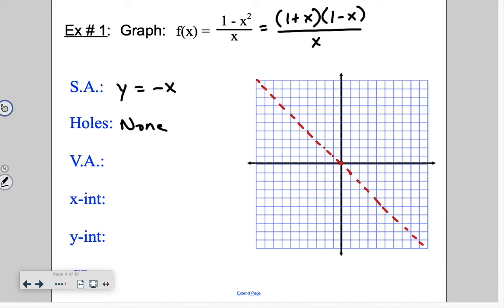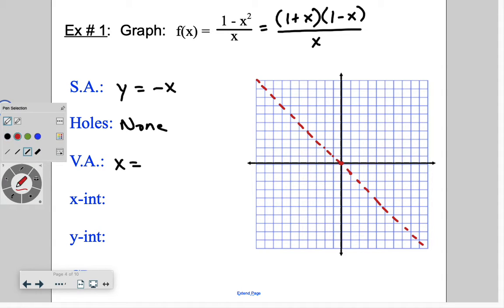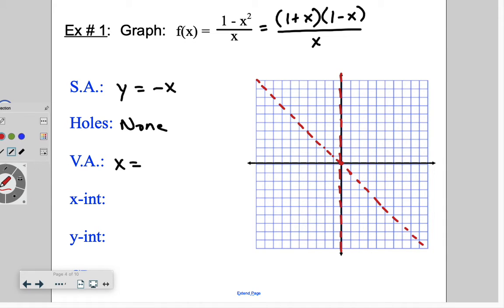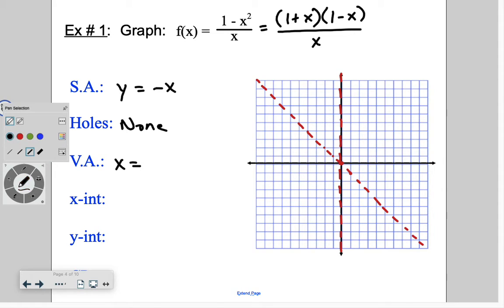Vertical asymptote at x equals what? X equals 0. Because, in this case, that's where the denominator would equal 0. And we can't have that, so that's where a vertical asymptote is located. So in that case, let's put that in. There's our vertical asymptote. And now we can find the intercepts, and if we have any cross points, we'll take a look at that as well.